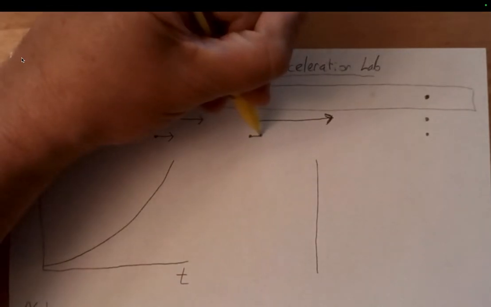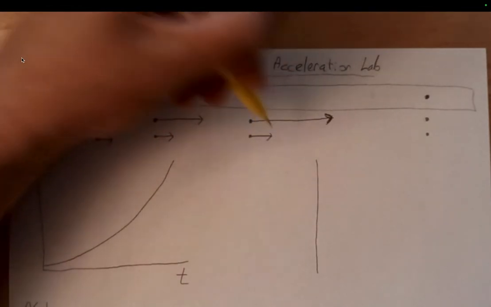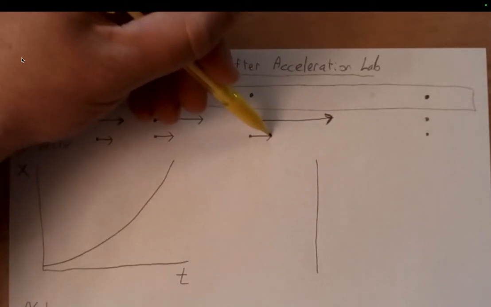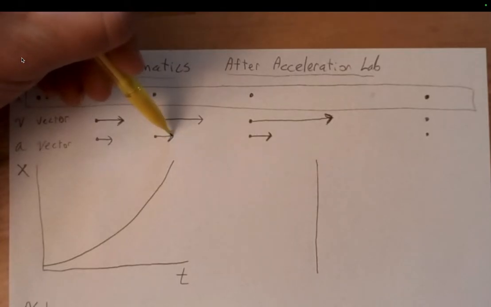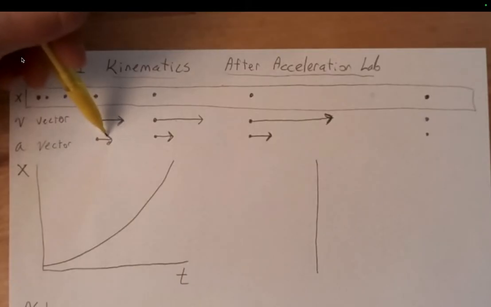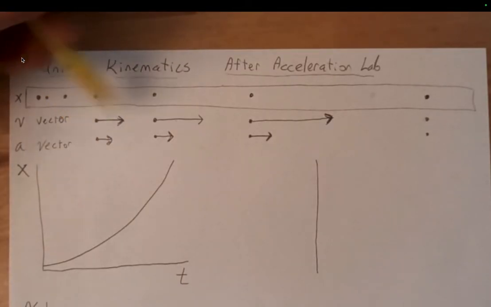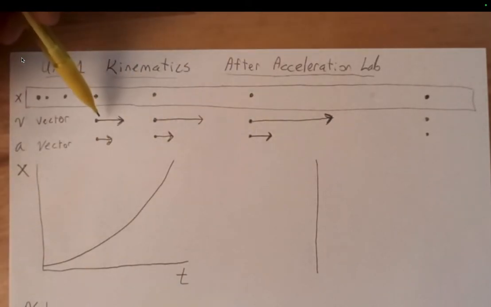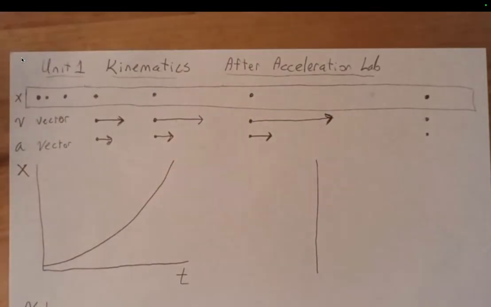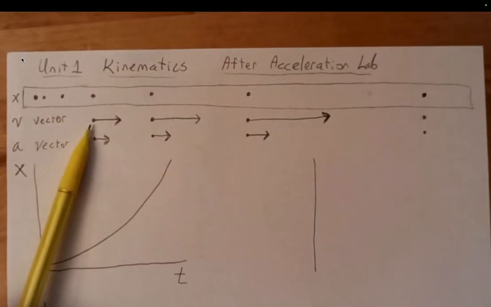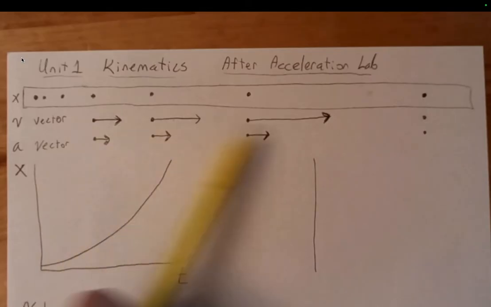So what we're seeing in this acceleration lab is that this acceleration should have been relatively constant. So my arrows here for my acceleration are pretty much the same length, but my velocity here is changing. So I'm seeing that this position versus time is changing because my velocity is changing. My velocity here is increasing.